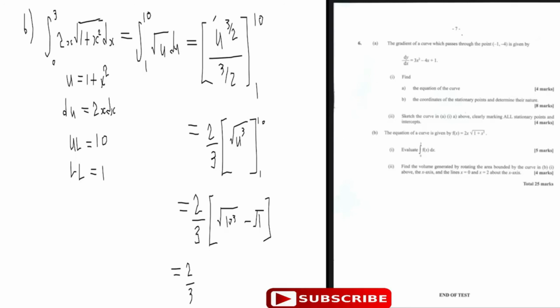I was trying to write this as a pretty answer, but it's not coming to me, so I'll just leave it exact. It's 2 over 3 times the square root of 1000 minus 1. I wanted to write it prettier, but it's not coming to me right now. Maybe we can break this down using surds, maybe as 4 times 250.